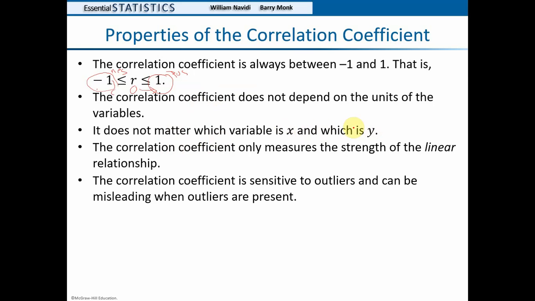It doesn't matter which one you treat as x and y. If you have a relationship between x and y, there's a relationship between y and x. Okay, r only measures the strength of the linear relationship and whether it's positive or negative. This thing is sensitive to outliers and can be misleading when outliers are present.